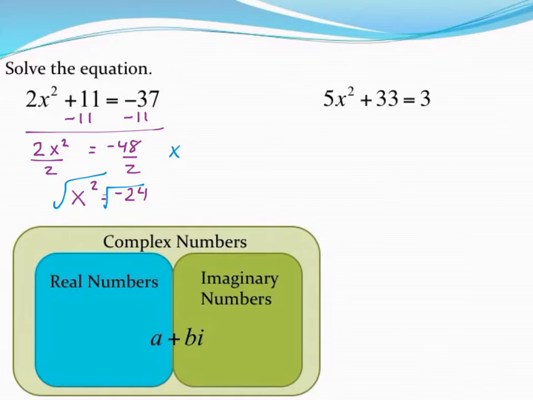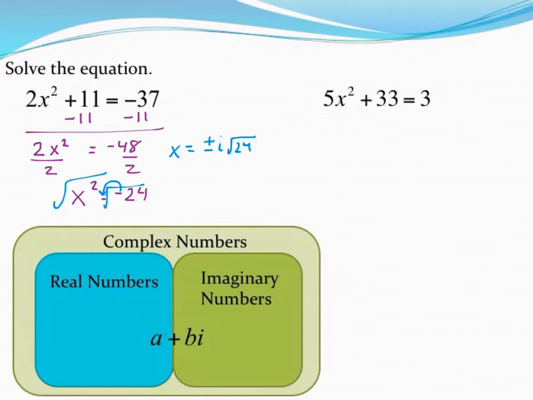So when I do this, a lot of the same rules still apply. I still get two solutions. I have plus or minus. What I'm going to do, though, is take that negative sign that's inside the square root and pull that out. I'm going to pull that negative sign out as an i, indicating that I have an imaginary answer. And then what's left inside the square root is just a positive 24. But that i is there to tell me that I do have an imaginary solution.